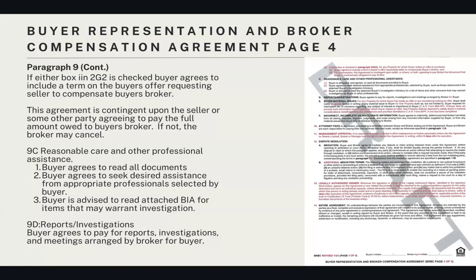Buyer is advised to read the attached BIA for items that may warrant investigation. So again, a response to them that there are, quote, customary inspections that are done, but they need to be aware that there are a lot of non-customary inspections, such as in our market, what is becoming more and more prevalent is a sewer lateral inspection, because we've had some issues with that in the past.